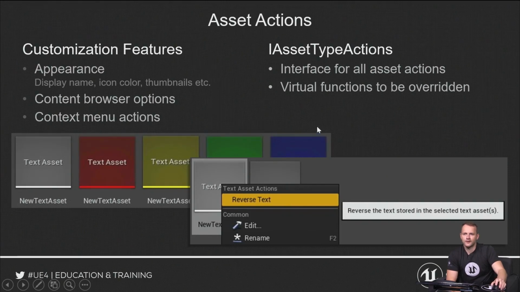And all these things are implemented with yet another class called an asset type action. Those are plain old C++ classes that inherit the IAssetTypeActions interface. That's really the base class for any kind of asset action that you want to support in the editor. And just like with factories, this interface just provides a set of virtual functions that you can override as needed.